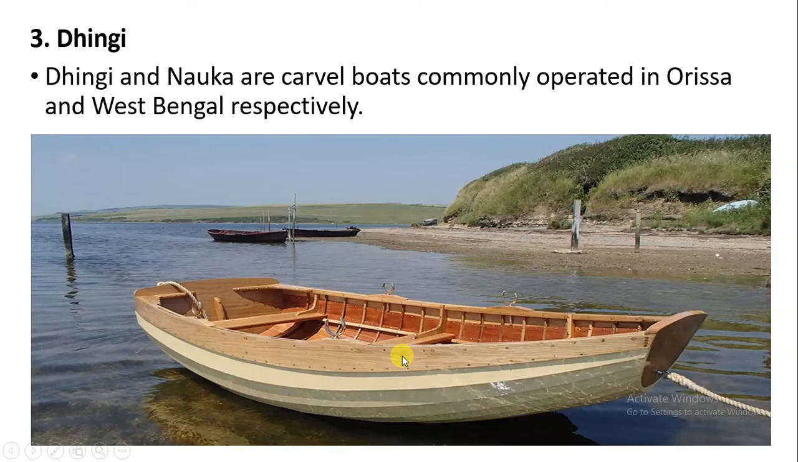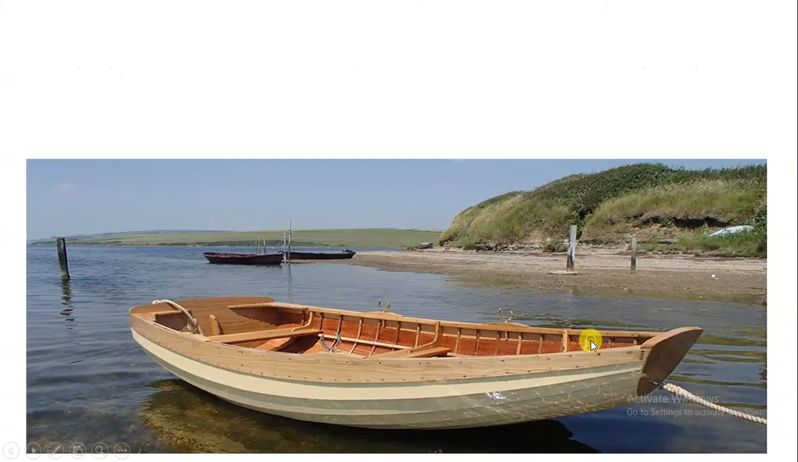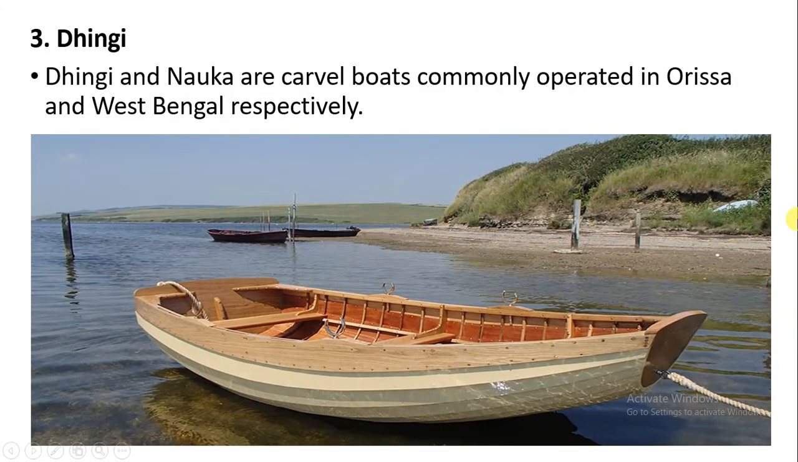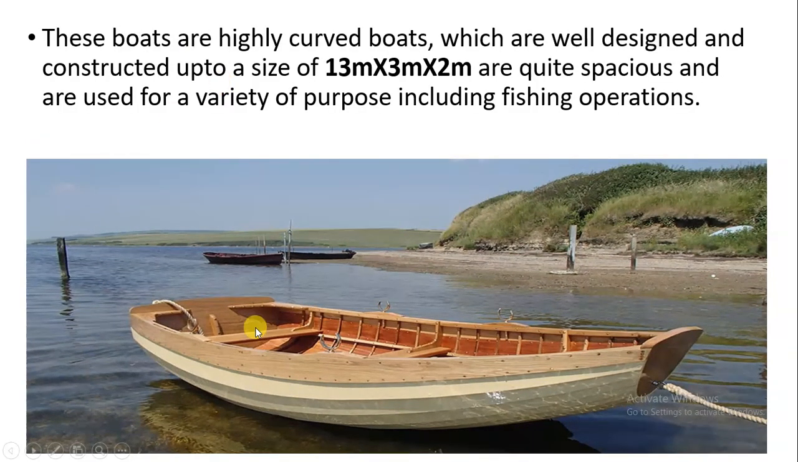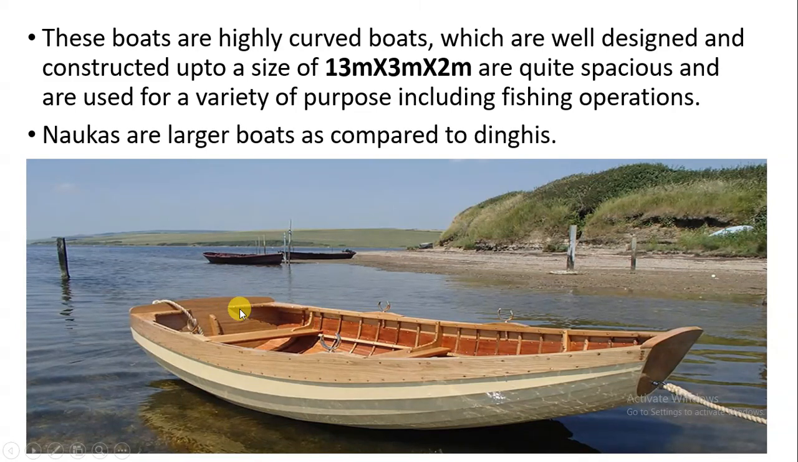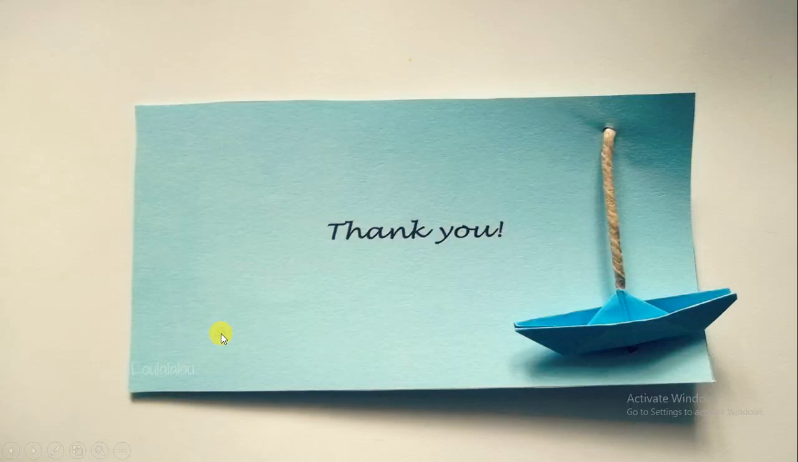The next boat is the dinghy. The dinghy, or the nauka, are carvel boats commonly operated in Orissa and West Bengal. In Odisha you will see the dinghy, and in West Bengal you will see the naukas. These boats are highly curved and well designed. In construction, they have a size of about 30 meters by 3 meters by 2 meters in length, breadth and height, are quite spacious, and are used for a variety of purposes including fishing operations. The naukas are larger boats compared to the dinghies.